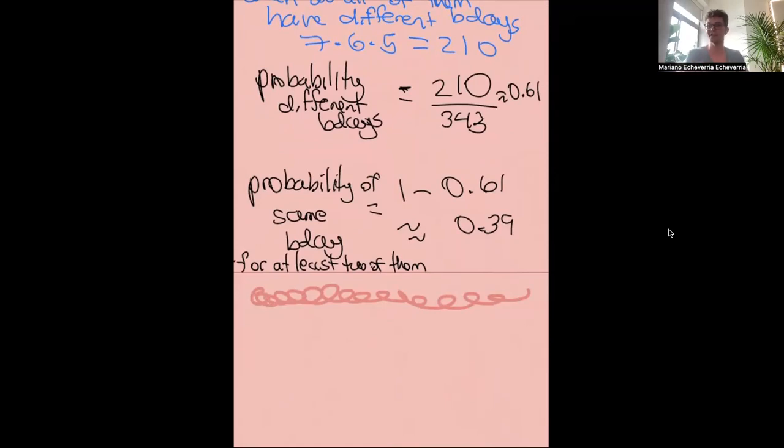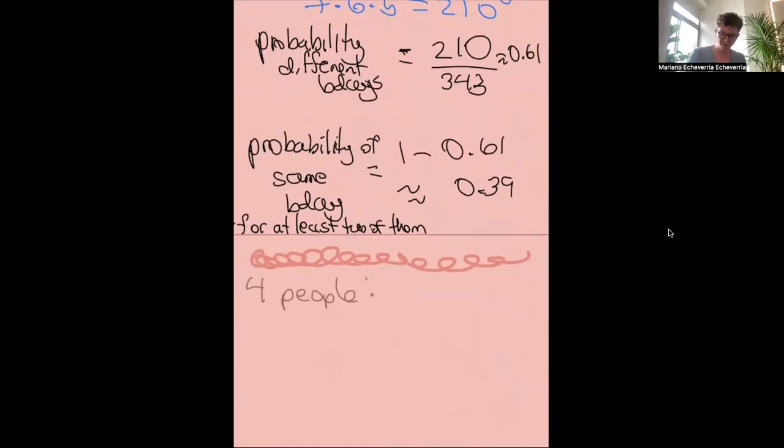And now we finally get to this magical number of 4. So for 4 people, we have 7 to the 4 possibilities, right? That's the total number of ways you could give a different birthday. You have 4 people, and each has to be born somewhere, some day. So this is all the possible combinations of that.